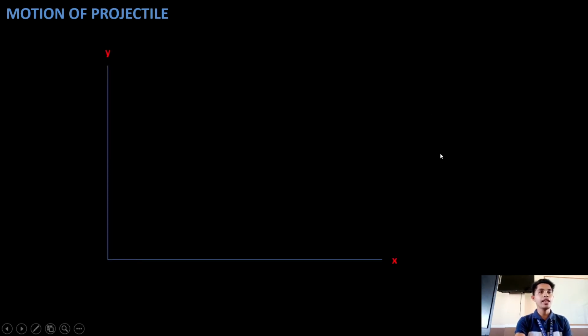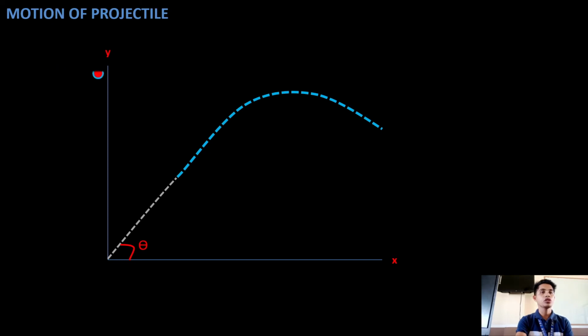Meron tayong xy plane, x-axis and y-axis. So this is the projectile motion and this is the angle of the motion. This is the point x sub o, y sub o. This is the initial velocity v sub o. So initial velocity, since wala siya sa x or y axis, meron siyang dalawang components: v sub o x, which is yung horizontal component niya, and v sub o y, which is yung vertical component niya. So makakabuo tayo ng rectangle, binubuo ng dalawang components.